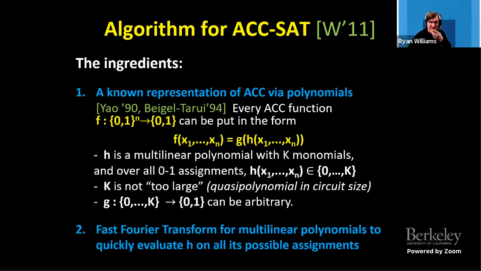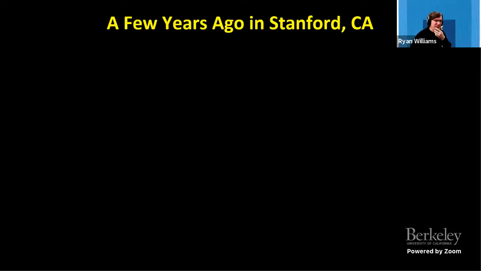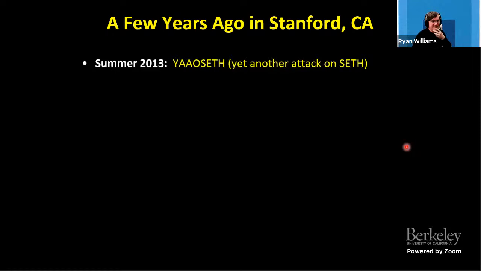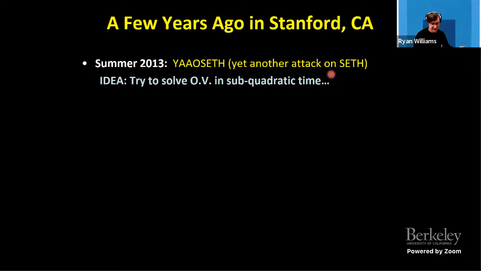Okay. So, maybe two more anecdotes. A few years ago at Stanford, I had yet another attack on SETH. Here I was trying to solve the orthogonal vectors problem in subquadratic time. We saw that if it's solvable in less than n squared time, strong ETH is false. So I was going for something even bigger.